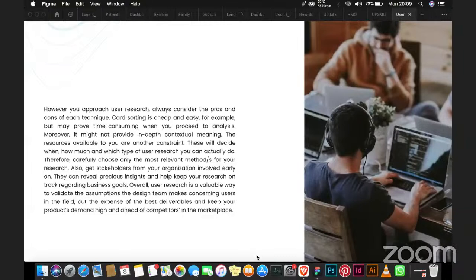As I said, there's card sorting, there's customer journey map, there's design sprints, there's this other one, there is user flows. There's a whole lot of different ways for you to conduct your research and get good data.